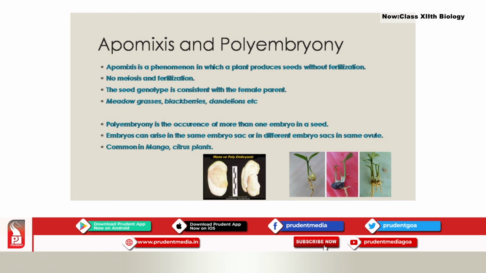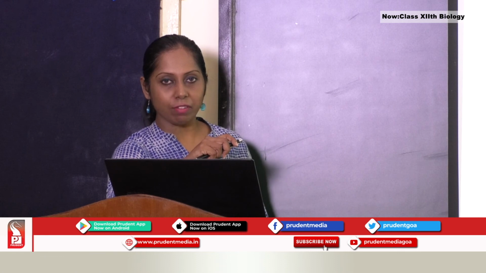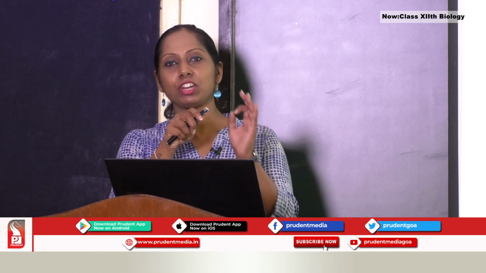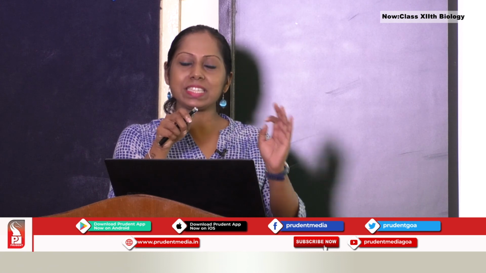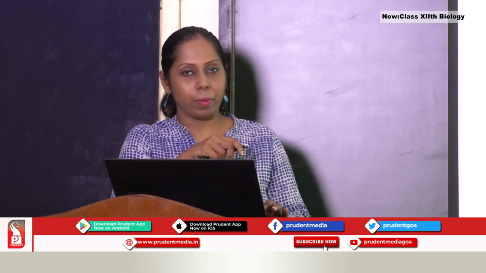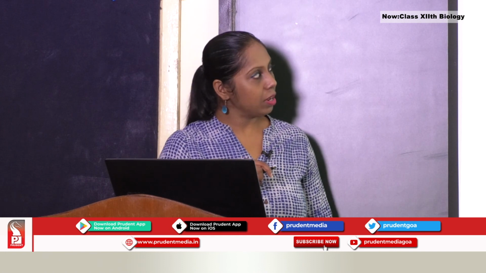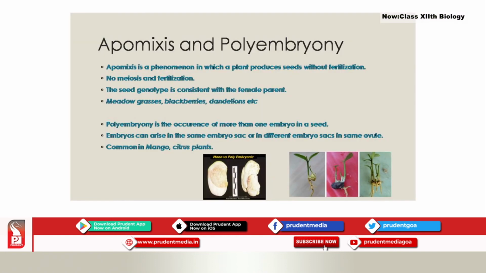Look at this point: the seed genotype is consistent with the female parent. Do you agree with this point or not? The seeds that are formed are going to be an exact replica of the female parent. That means the female genotype is going to be the same as the seed genotype, or they are going to be clones. This is found in meadow grasses, blackberries, dandelions, etc.